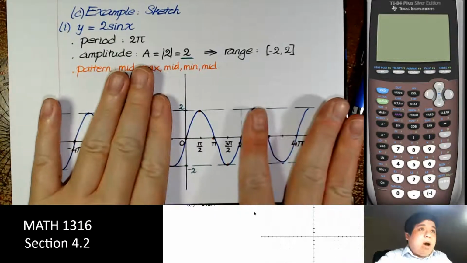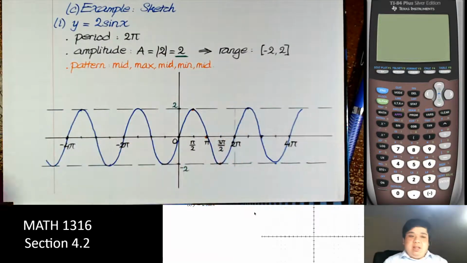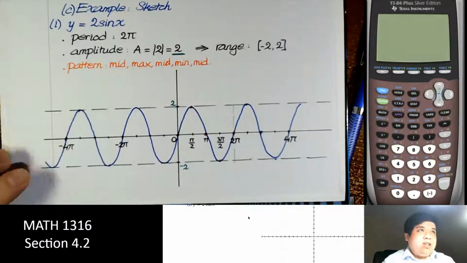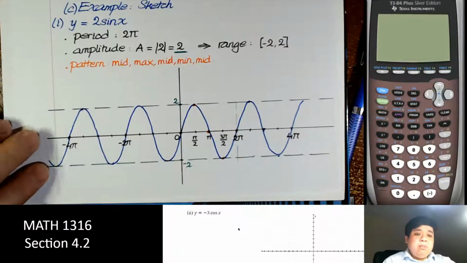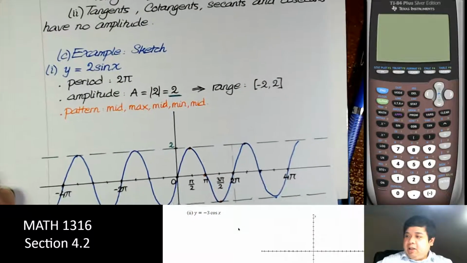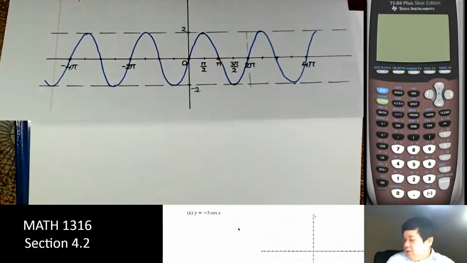Of course, we can graph for one period or more, but when we know one, we can just copy and paste throughout the whole graph, and that is the graph of 2 sine x. Just based on the amplitude, it will tell us the maximum or the minimum, right? So it's not that bad.